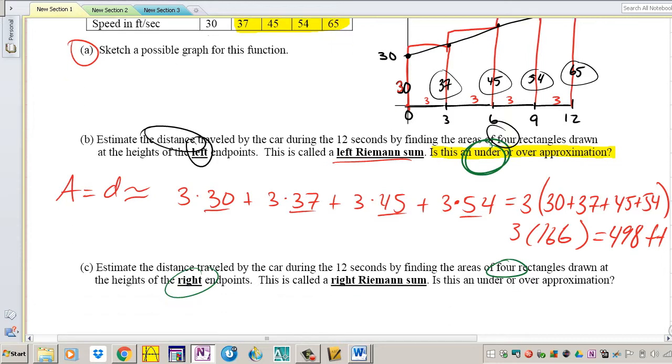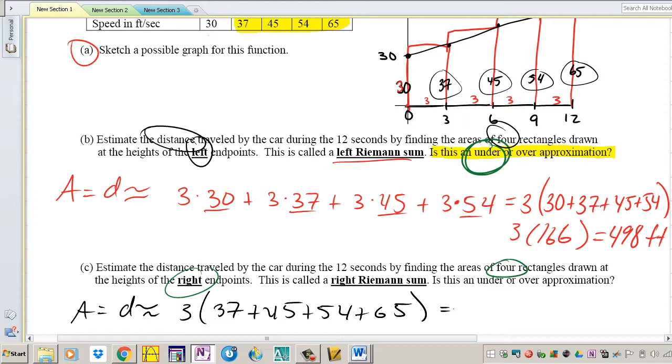So let's go ahead and compute the area. Area, which is our distance, is approximately, and I'm going to skip a step here, I'm already going to add all the heights. So it's going to be 37, 45, 54, 65. And when I do that, I get 3 times 201, which is 603 feet. That is about a 105 feet difference.